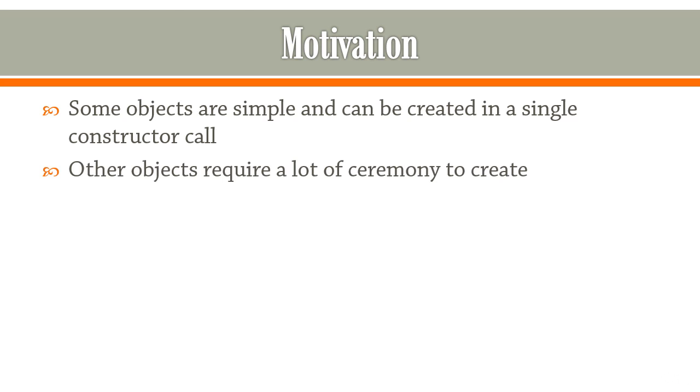You just call the constructor, provide the arguments, and that's it. On the other hand, other objects require a lot of ceremony to create. So for example, when you are constructing a string from a dozen different pieces, what you typically want to do is not call a constructor and not do a concatenation where you have 11 plus signs. Instead, you make a string builder, which actually lets you construct an object piece by piece.